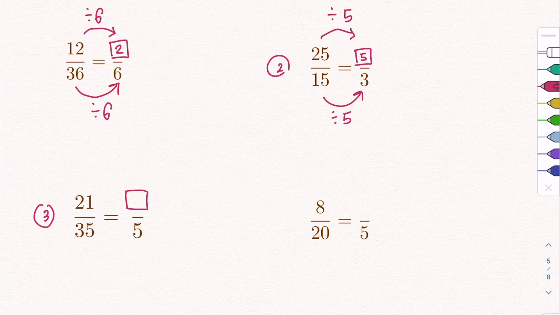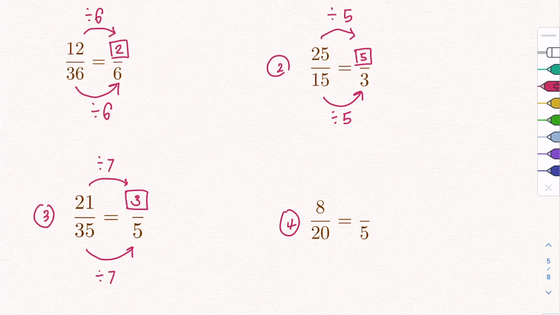So looking at the denominator, 35 divided by something will give us 5. And what is that something? 35 divided by 7 will give us 5. And that means that we now need to divide the numerator also by 7. So 21 divided by 7 equals 3. And that means that 21 over 35 equals 3 over 5, and that these two fractions are equivalent.